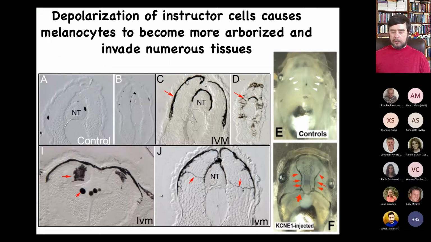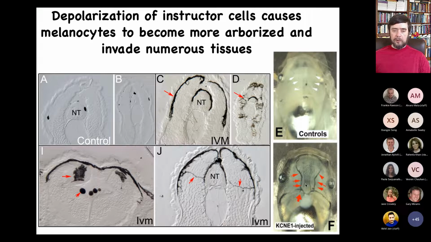In fact, if you take sections through those animals, you will see that the melanocytes, instead of a small number of little round cells here, this is the neural tube. These are the lateral tissues. Instead of that, what you see is this. You see these cells, they change shape. They become incredibly invasive. They're trying to spread throughout the body. They've already dropped into the lumen of the brain. Here they are in the actual neural tube, and here they are in blood vessels.